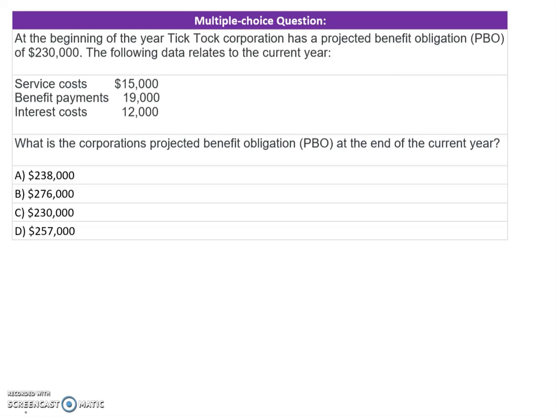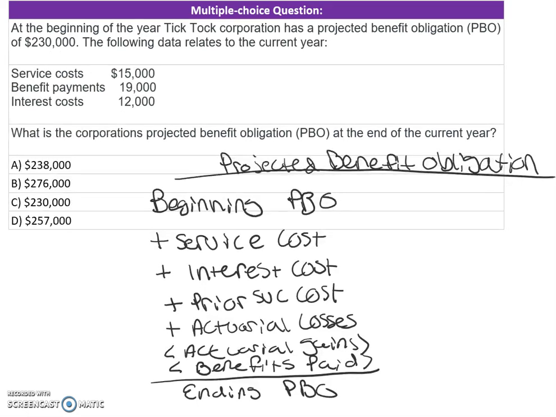So we need to go back to the basic formula for computing our ending PBO. All right, so if you guys remember this formula, you will be golden when it comes to calculating the ending projected benefit obligation. So these are going to be the items that are going to increase and reduce it. It looks like we only have service costs, benefits paid, and interest costs. So all of these are going to be applicable for calculating the ending liability. So we have a beginning balance of what? Of $230,000. So that's going to start off our calculation, $230,000.